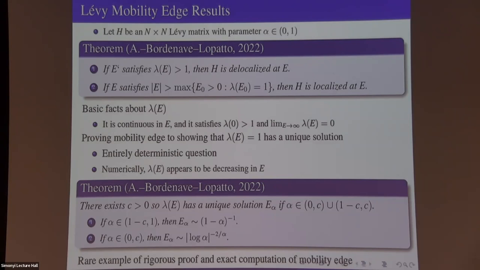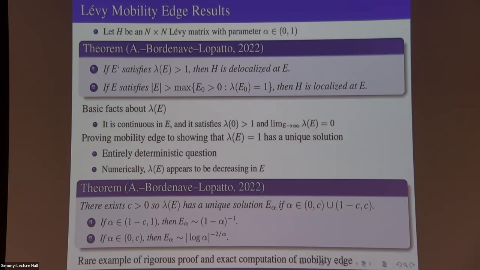Yeah, right. I mean, this is purely a deterministic problem at this stage, right? So, yeah, it's purely numerical. Absolutely. So, I just mentioned this numerically. It's not only not oscillating; it's just strictly decreasing in E. Okay. So now, can you prove that? Okay. So you can if you assume that alpha is close enough to 0 or 1. So there exists some C, say 1/100, so that if alpha is between 0 and C or between 1 minus C and 1, then indeed there is a unique solution. So the picture looks like this.